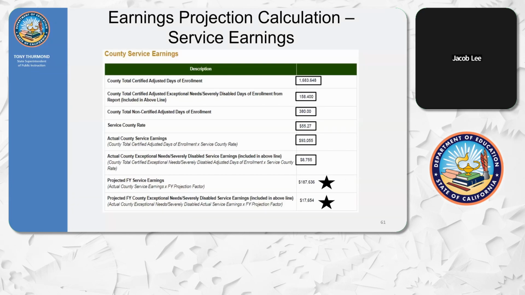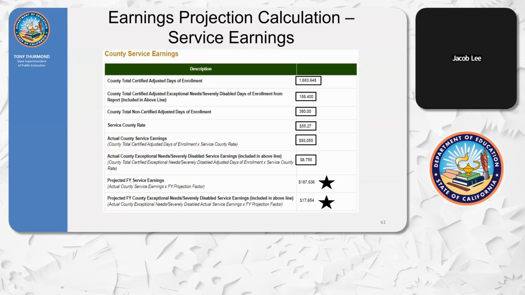We'll look at the service earnings projection calculation now. So at the top, you'll see the total certified adjusted days of enrollment from what the agency reported. That's going to be 1,683.648, which includes the exceptional needs and severely disabled enrollment of 158.4, which is listed on that next line there. Next, you'll see the non-certified days of enrollment that the agency reported. It's going to be 380. Then you'll see the service county rate. For this county, it's going to be 55.27.